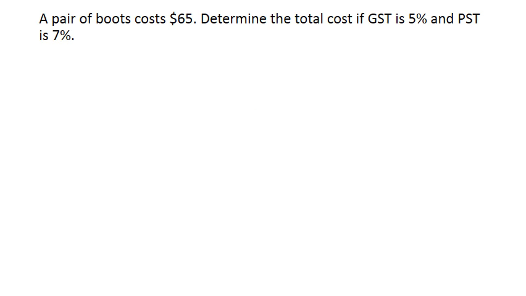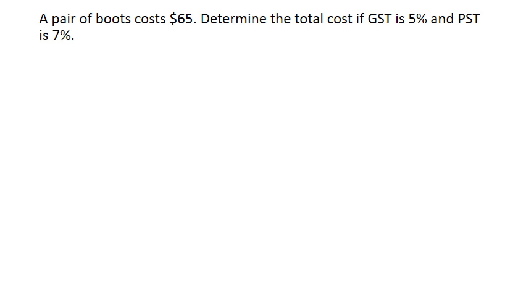Here in BC, we have GST and PST, which is tax that you pay on any item. So a pair of boots costs $65. Determine the total cost if GST is 5% and PST is 7%.